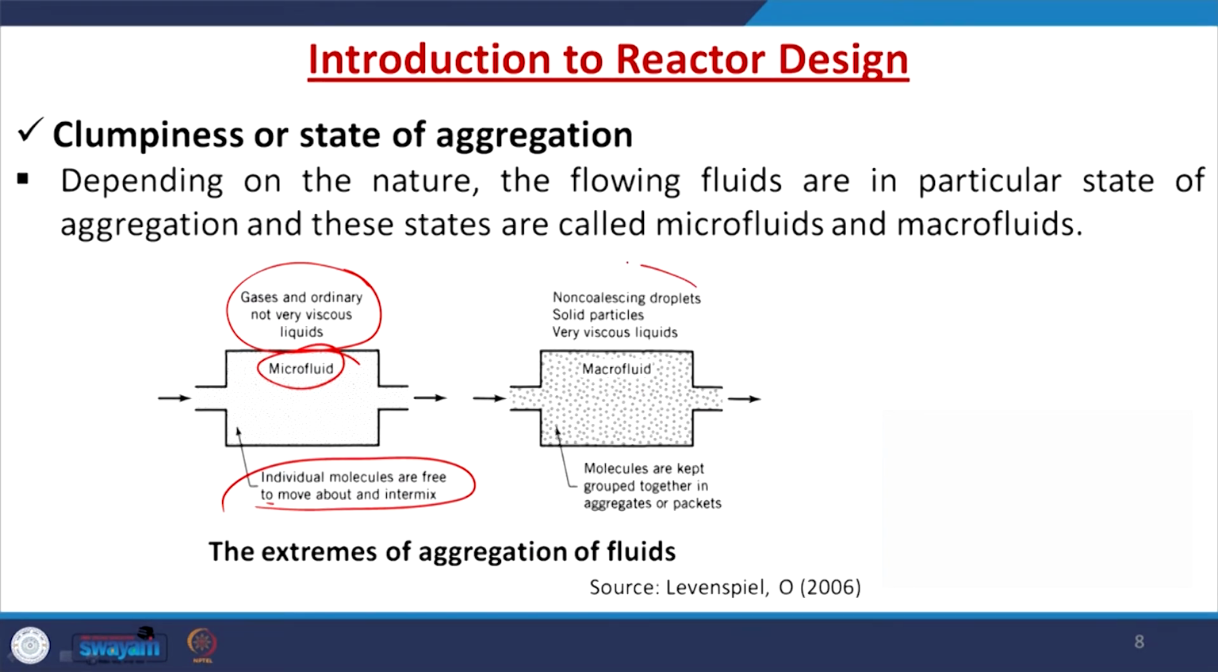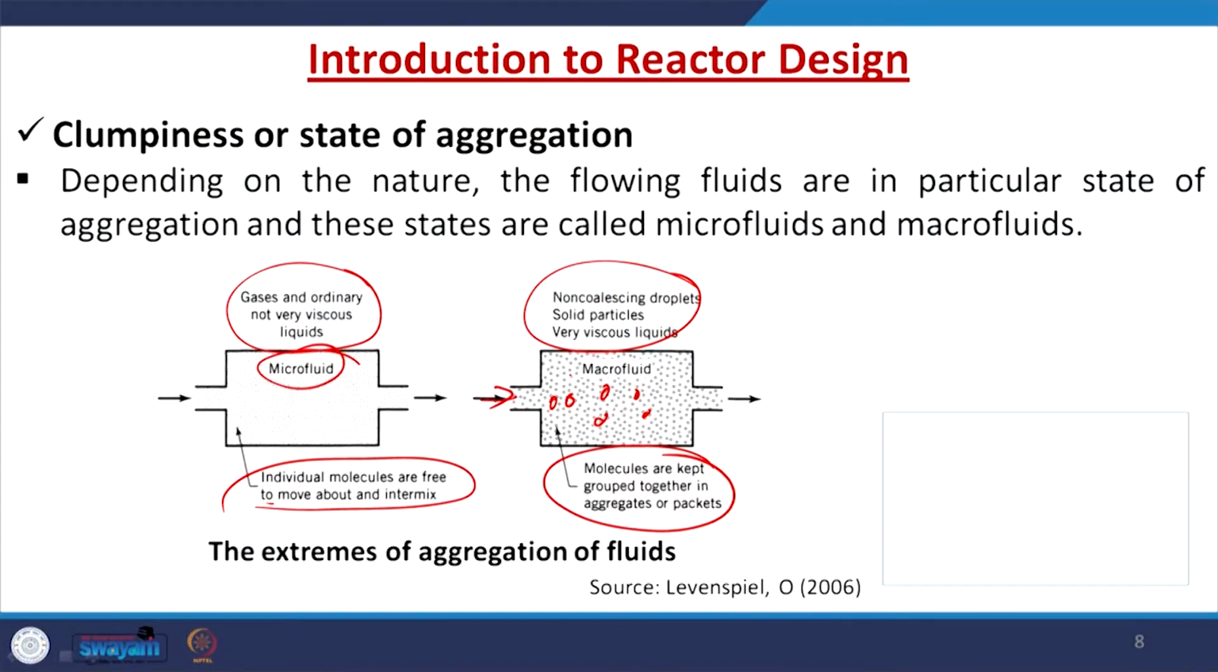Now here there are non-coalescing droplets of solid particles, and sometimes you may have a viscous or very viscous liquid, and sometimes you may experience that molecules are kept grouped together in aggregates or packets, and sometimes you may form this type of aggregates, so they may join over there. So they may form the situation of macrofluids. So this is again one criterion, one governing factor, while we are designing the reactor for a particular polymerization process.